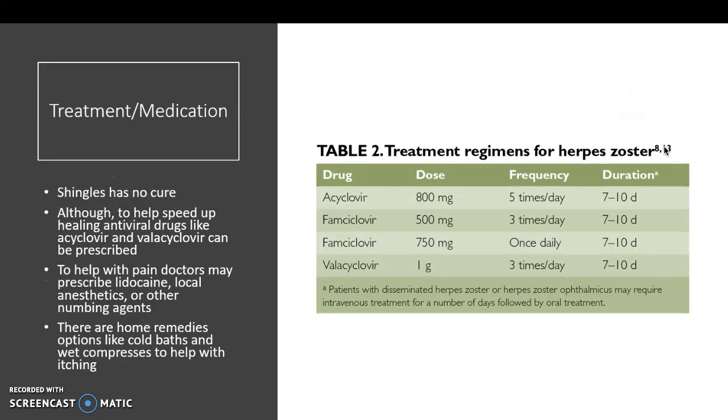For the treatment for shingles, there is no cure for it, so the only thing doctors can do is help speed up the healing by prescribing an antiviral drug. Along with an antiviral drug, the doctors may prescribe something to help with pain, including lidocaine or local anesthetic. There are also home remedies options like a cold bath or a wet compress to help with the itching, but there is no cure.